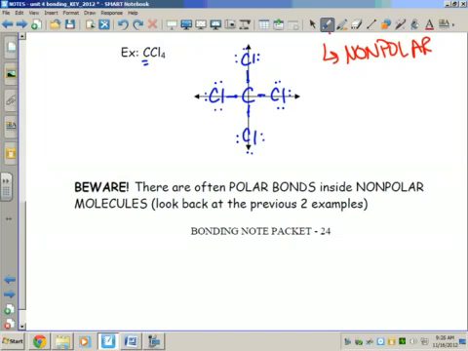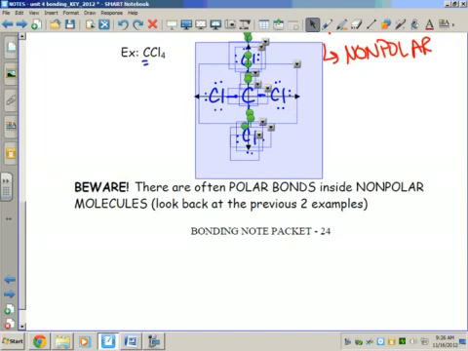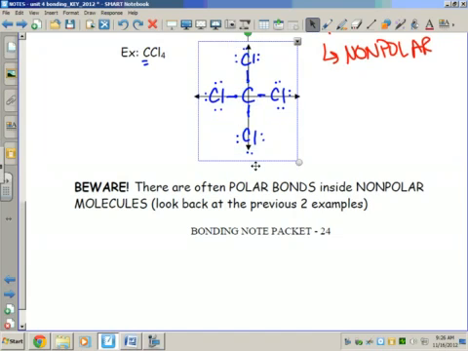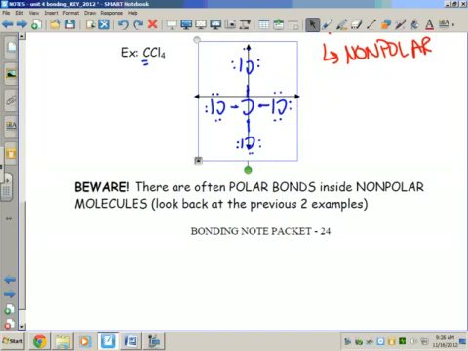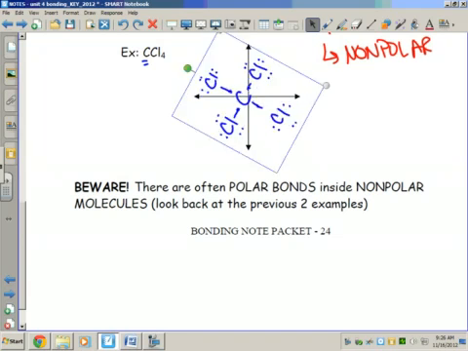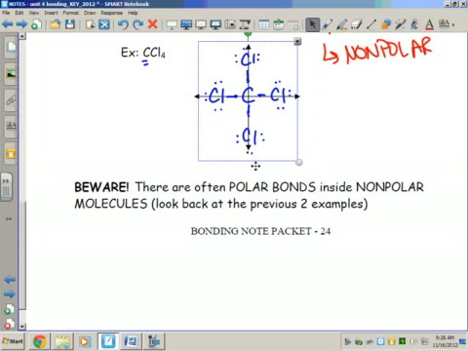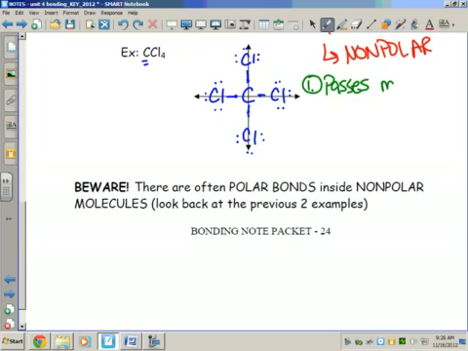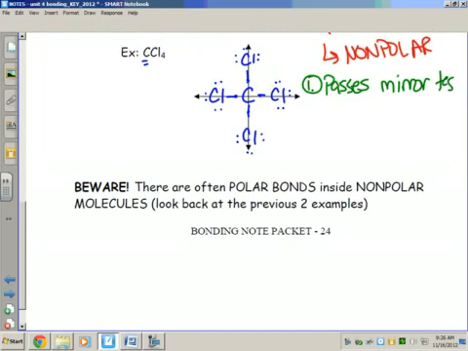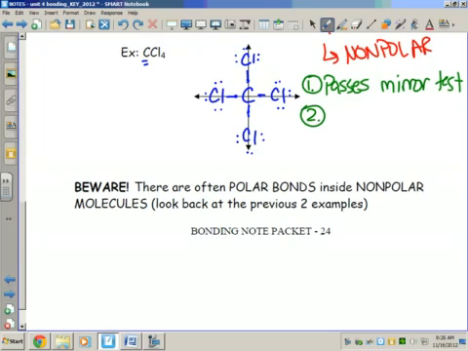So if we look at this, we would say carbon tetrachloride, no matter how we flip it, passes the mirror test. All right, so first up, it passes our first test. The second test, we're looking again at the central atom. Carbon forms 4 bonds, which means there are no lone pairs left.